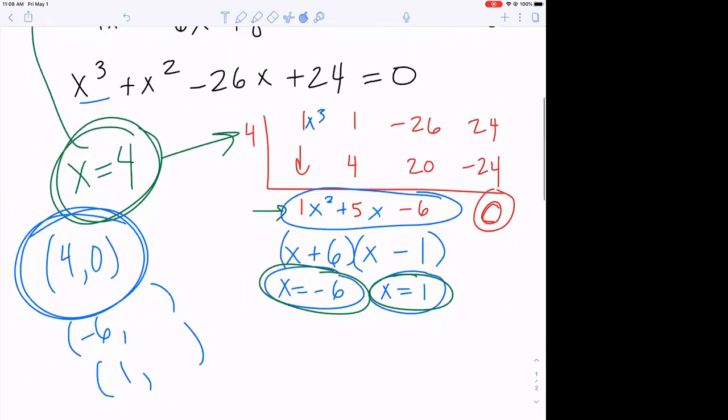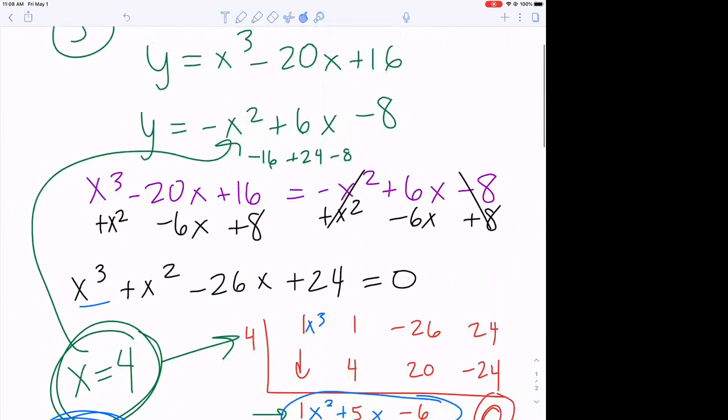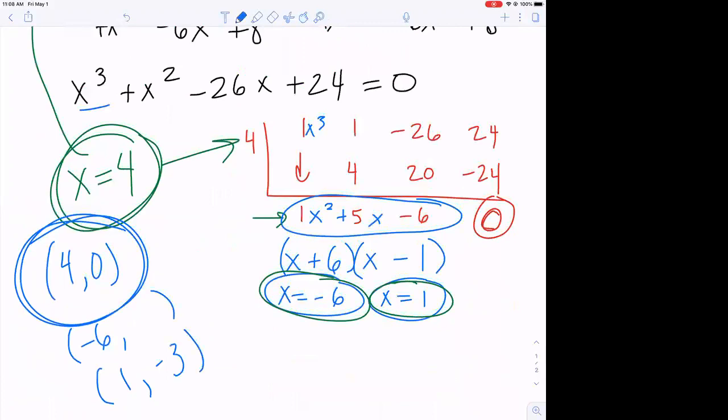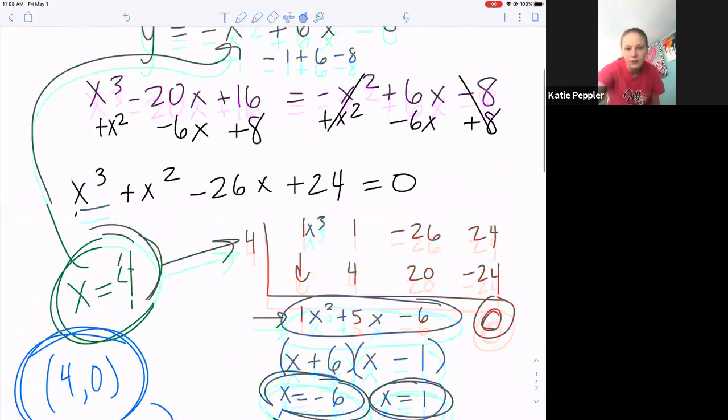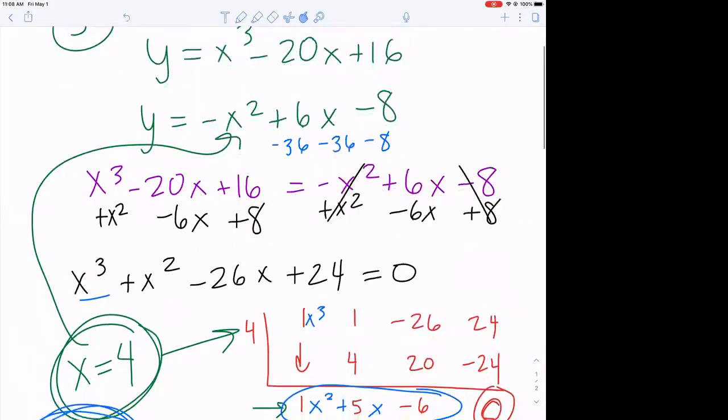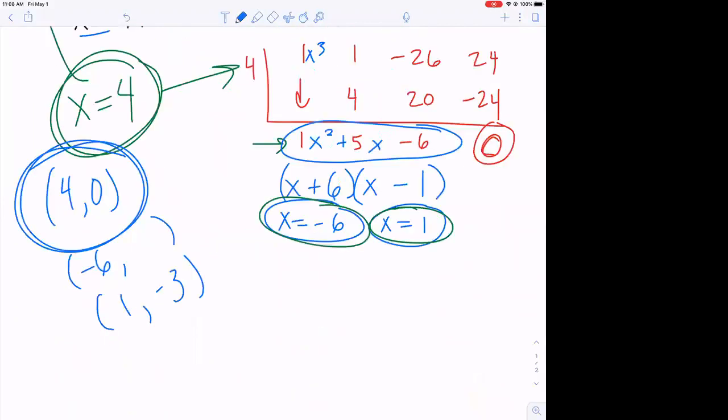So if I plug in 1, that seems easier to plug in. That'd be -1 plus 6 minus 8. So that's -3, right? That's that one. Now plugging in -6, squaring it will be 36, but it's -36. And then 6 times -6 is -36 again, and then -8. So -80, I think. We'll see if we're right.